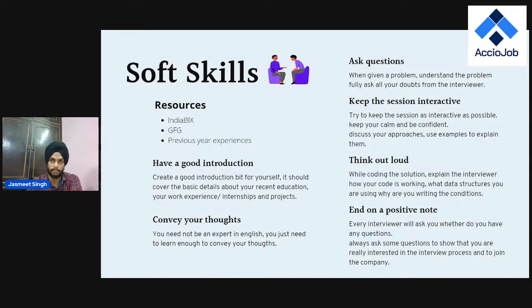These are some questions that you can ask to basically tell the interviewer, okay, I'm really interested in knowing about the company and working there, so the interviewer knows that this candidate is highly motivated to join the company and will surely perform better. So that's about ending on a positive note.